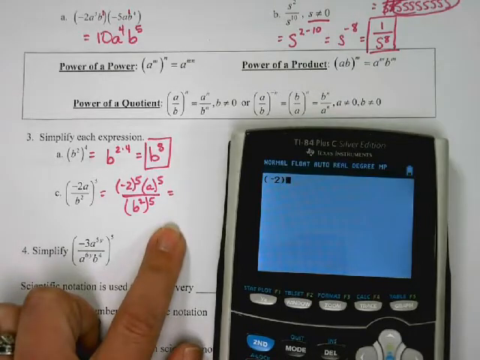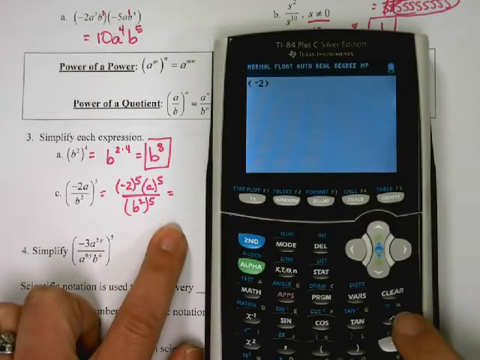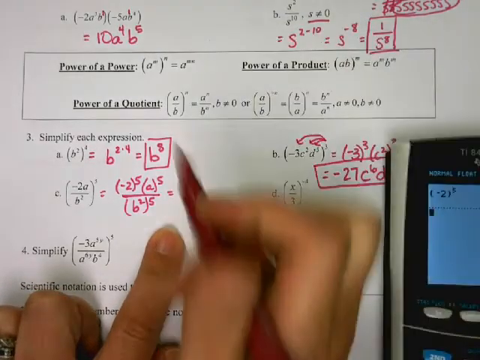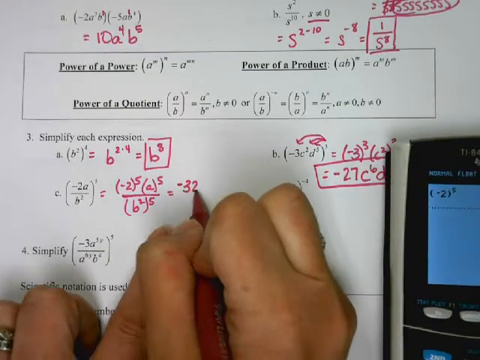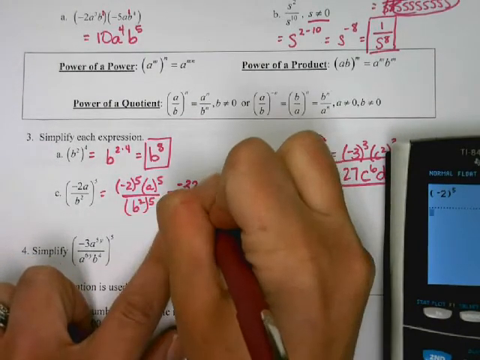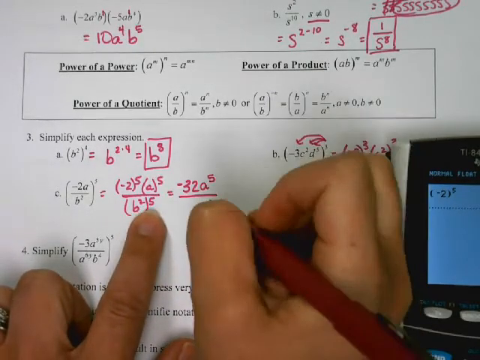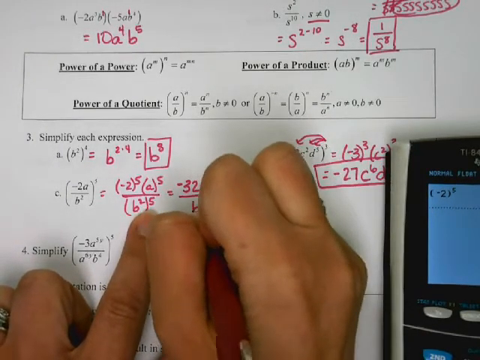Parentheses, negative 2. To get to the exponent, you're going to use the caret button. It's right above the division symbol. To the 5th power, negative 32. a to the 1st to the 5th, 1 times 5 is 5. b squared to the 5th, 2 times 5 is 10, so b to the 10th.